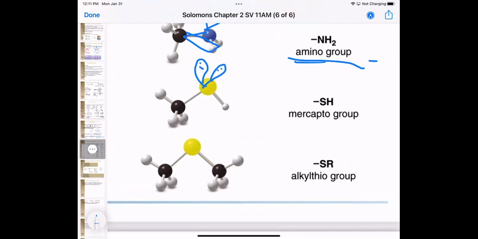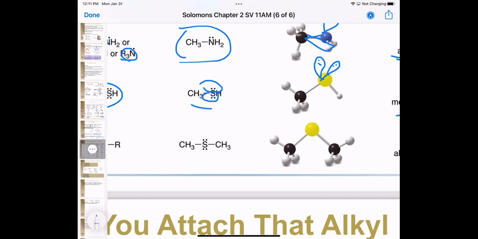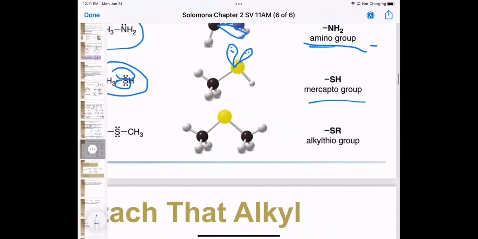And they have interesting groups as well. But if we were to choose, just like we did with oxygen, take that hydrogen off and make a carbon sulfur carbon bond, we call that an alkylthio group. Remember, it was alkoxy before, now it's an alkylthio group. Thio meaning sulfur.